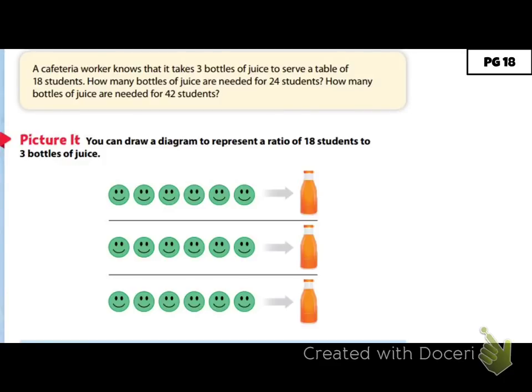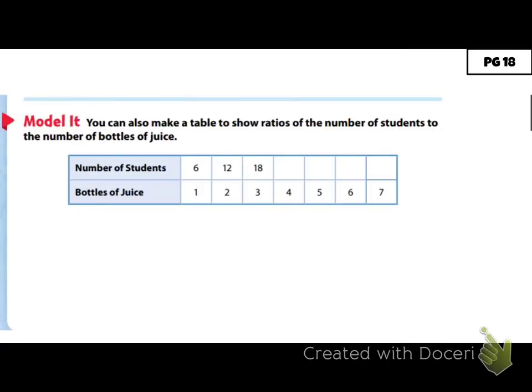So, the next question says, a cafeteria worker knows that it takes 3 bottles of juice to serve a table of 18 students. How many bottles of juice are needed for 24 students? How many bottles of juice are needed for 42 students? So, we can picture it by using a diagram to represent the ratio of 18 students to 3 bottles of juice. You can see here's our 18 students over here with the smiley faces and our 3 bottles of juice. We can also make a table to model it.